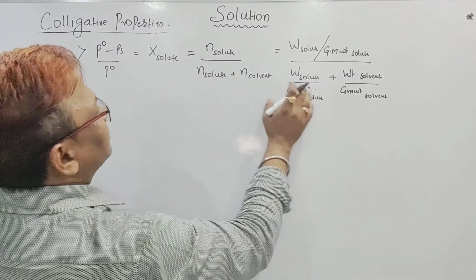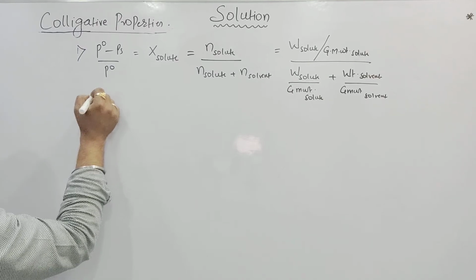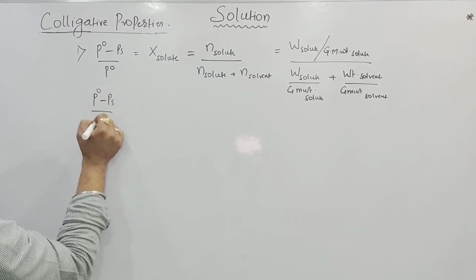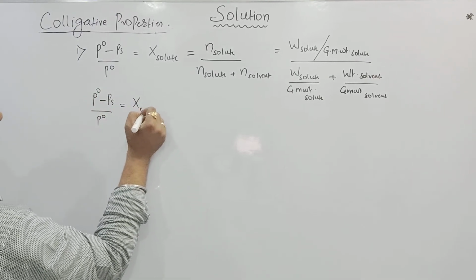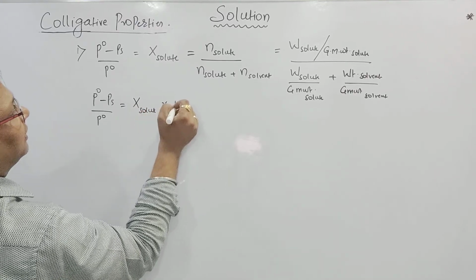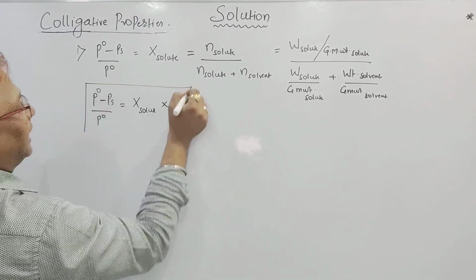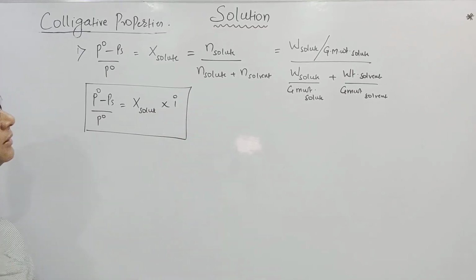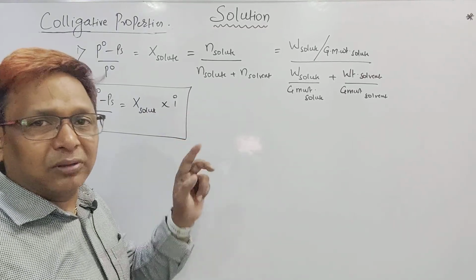And in all these cases, beta, what is the remaining part? You should remember P0 minus PS by P0 equals the mole fraction of solute. It should be multiplied with i, and i is called the Van 't Hoff factor. I will teach you better how to find out the i. Just a minute.